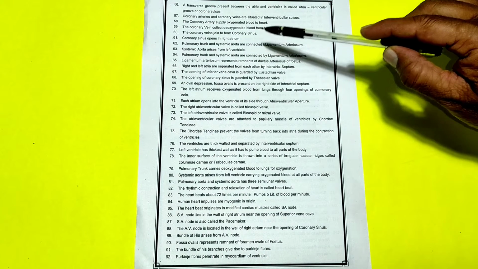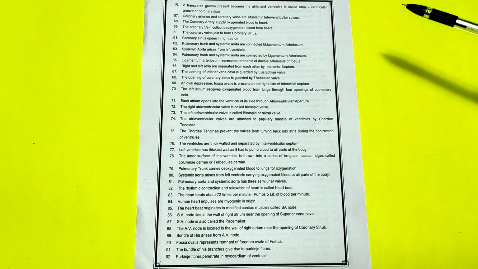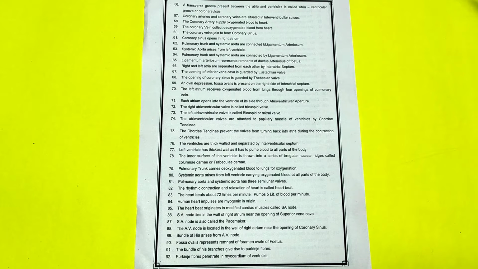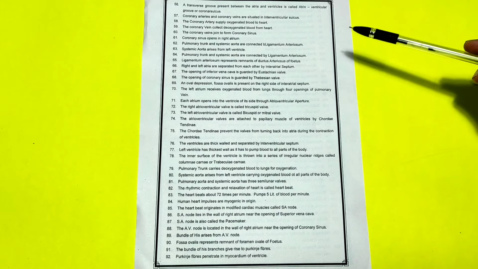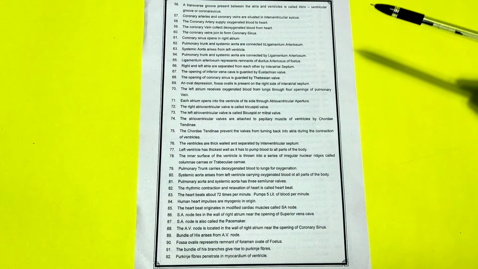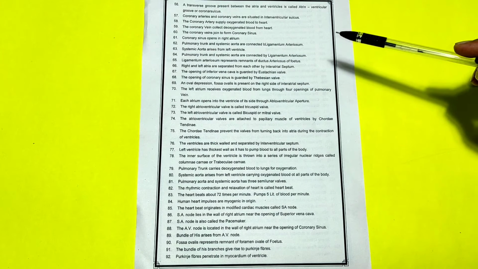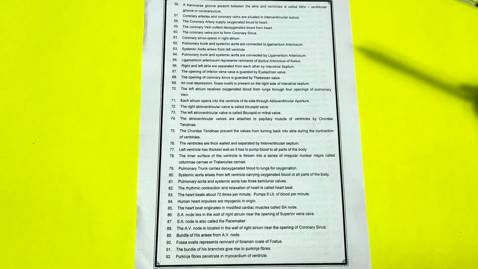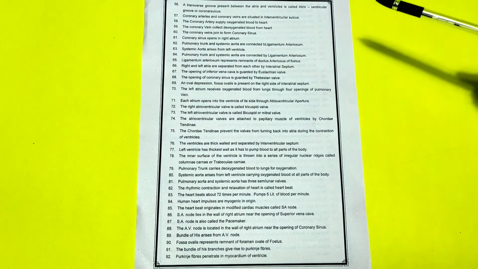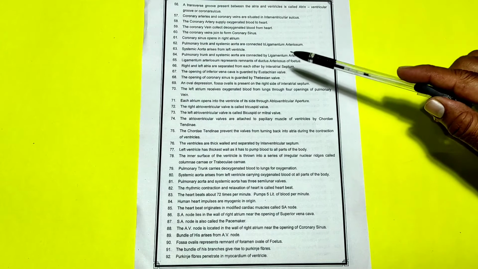Pulmonary trunk and systemic aorta are connected by ligamentum arteriosum. Systemic aorta arises from the left ventricle. Ligamentum arteriosum represents the remnant of the ductus arteriosus of the foetus.